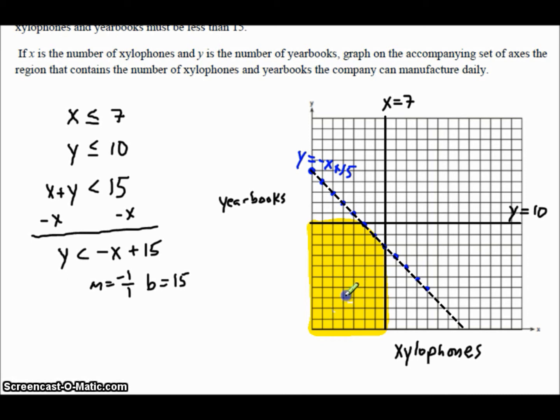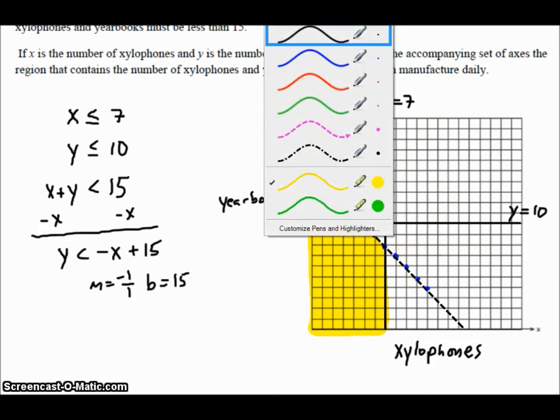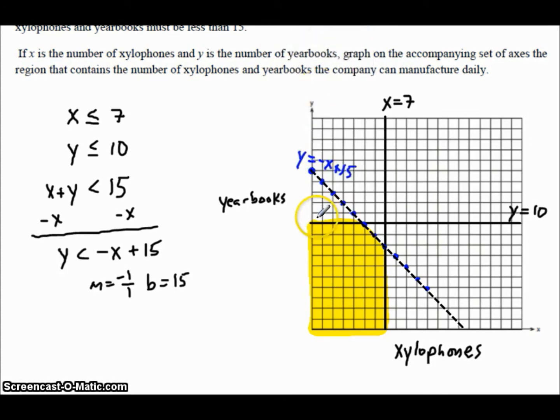Alright, if you want to draw in all the shading like we've done before, great, you can do that, but this is just such a neater way to do it, if you can see it. Even if you get one of these wrong by trying to shortcut it, then just go back to the old way. But I'm going to draw my solution area here. So any XY point here would represent the number of xylophones and yearbooks that would be okay to manufacture. Alright, let's get to number 2.